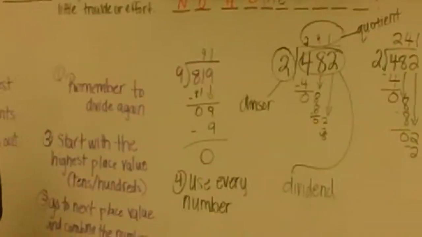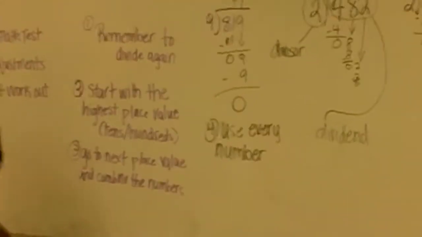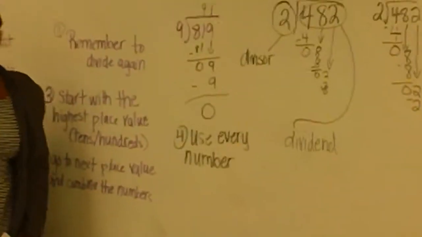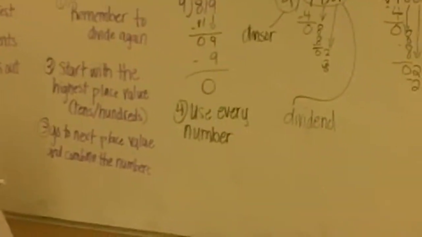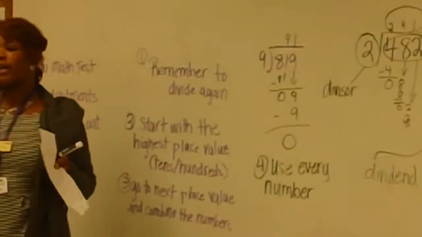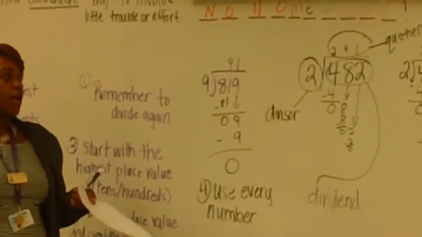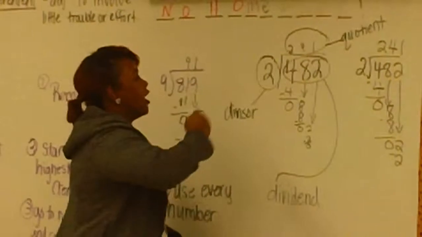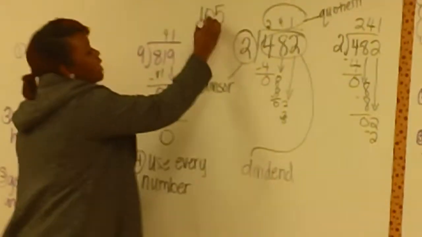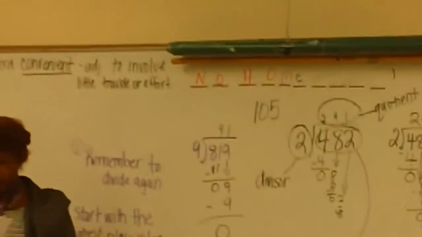Raise your hand. It ends with a what, Braden? A 0 or 5. So is 819 divisible by 5? No, because what's in the ones place? A 9. So no, it's not divisible. What about 105? Yes, because what's the last number in the ones place? A 5. Do we understand that?